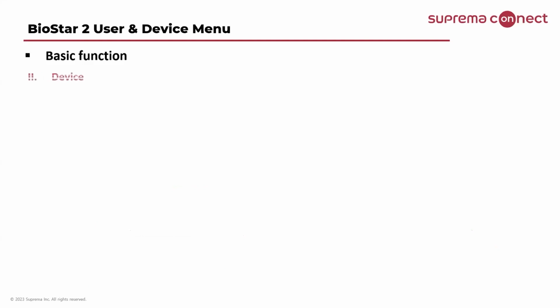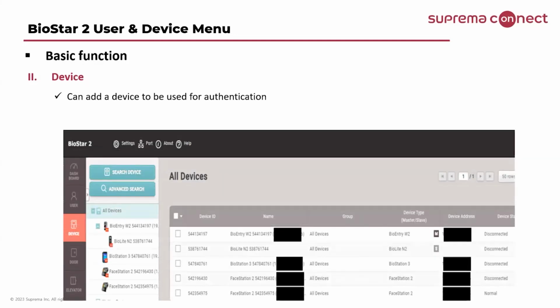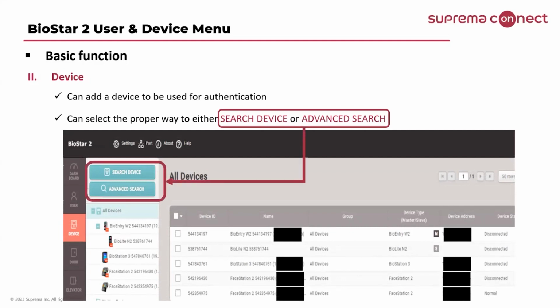The second major function is device. You can add a device to be used for authentication by this function. There are two ways to add the device, and I will introduce two ways on the next page.